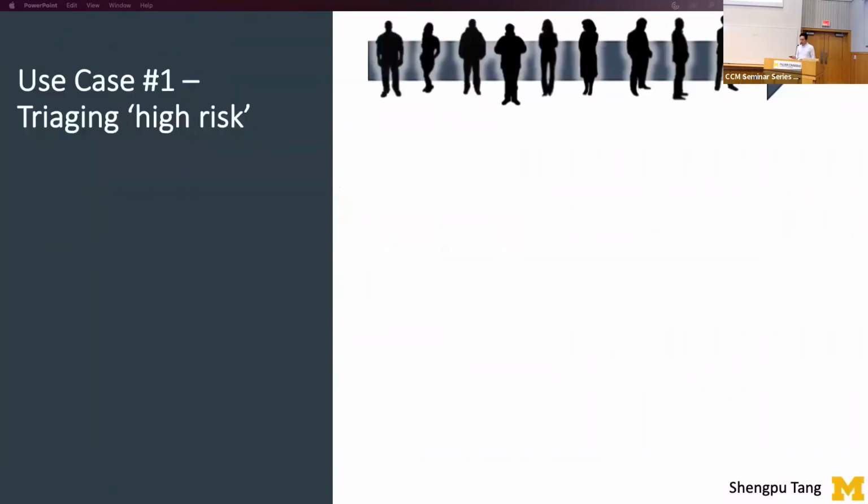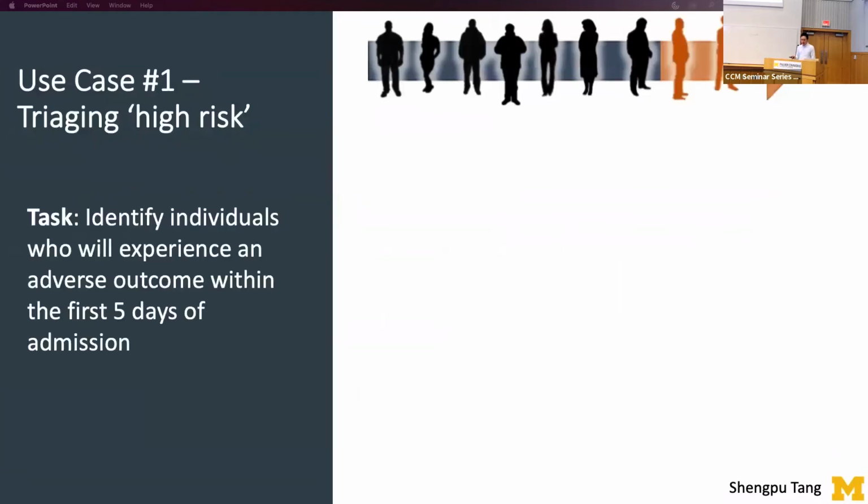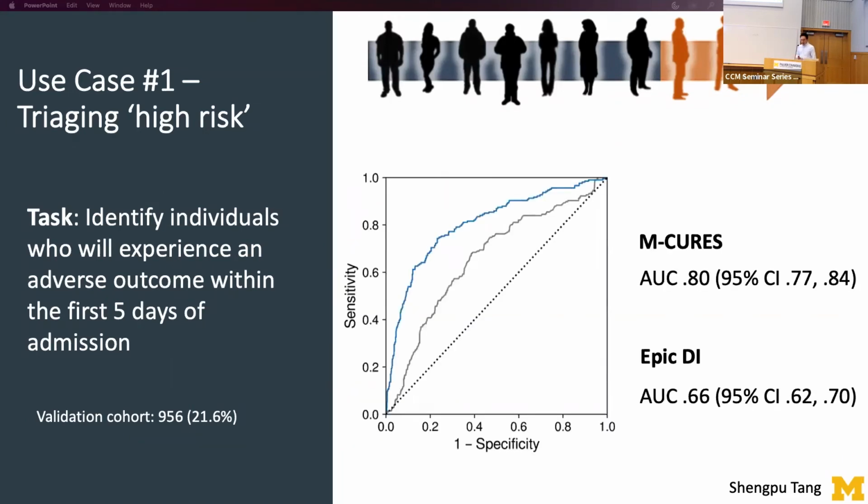So to evaluate our model, we first looked at its ability in triaging the high-risk patients, which are those that will experience the deterioration outcome early in the admission. And in our validation cohort, which are all COVID-19 patients from the year 2020, there were about 20% of the patients who met this high-risk outcome. The MCURES model achieved good discriminative performance with an AUROC score of 0.8, and it significantly outperformed another model called the EPIC Deterioration Index, which is a model that was already running in the EHR system at Michigan Medicine.